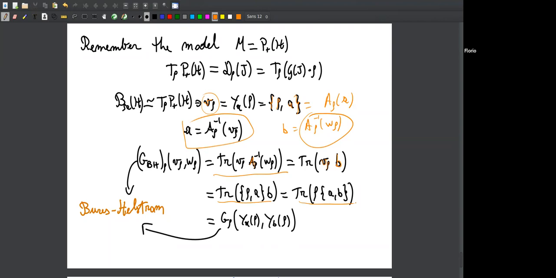And this is nothing but the object that we define on our orbit when we emulate, so to speak, the Kirillov theory. So we found what? That the Bures-Helstrom metric tensor is nothing but the Jordan algebraic analog of the constant Kirillov-Souriau form, when the Jordan algebra is B of SA of H. So that's basically the end.